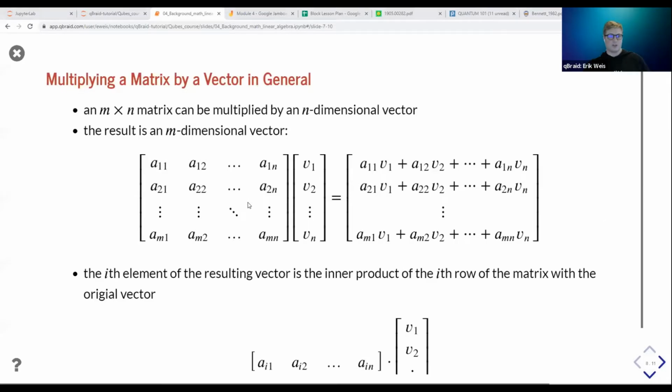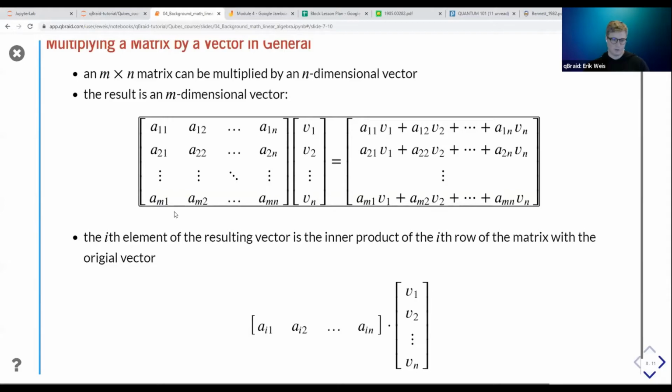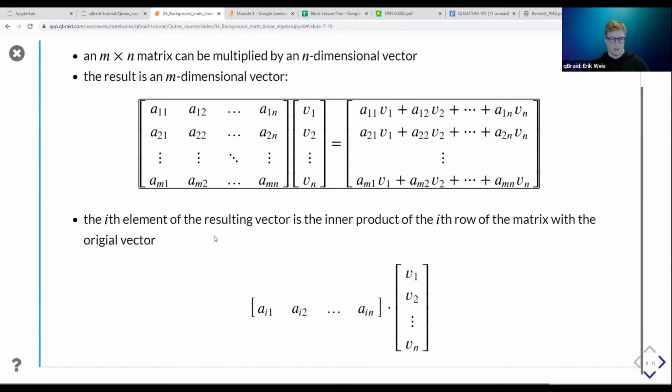Here's the general formulation for any size matrix. We have a matrix and we're going to multiply it by a vector, and you can see that the inner product of the row with the column vector is the entry for each entry of the resulting vector. That's what the inner product looks like for the first row and the first column.